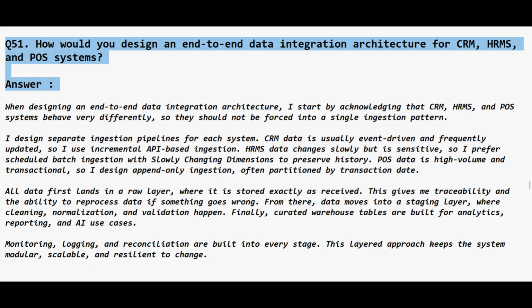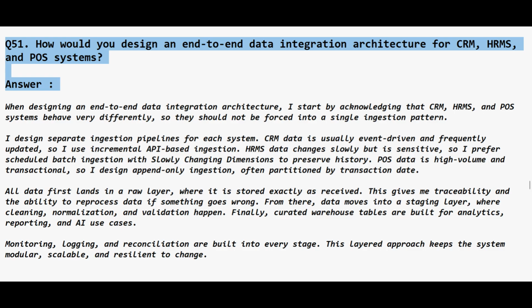Question 51. How would you design an end-to-end data integration architecture for CRM, HRMS, and POS systems? Answer. When designing an end-to-end data integration architecture, I start by acknowledging that CRM, HRMS, and POS systems behave very differently, so they should not be forced into a single ingestion pattern. I design separate ingestion pipelines for each system.